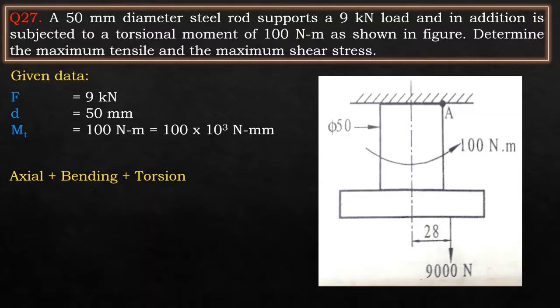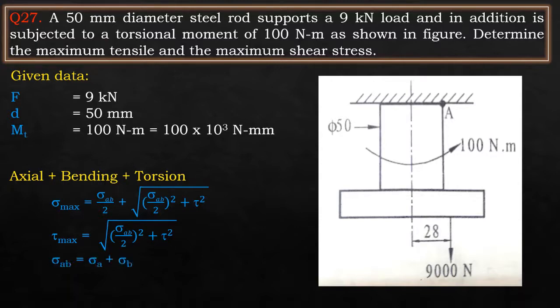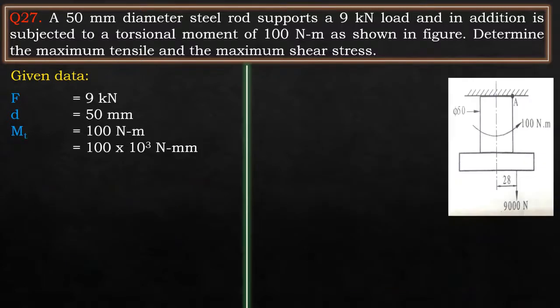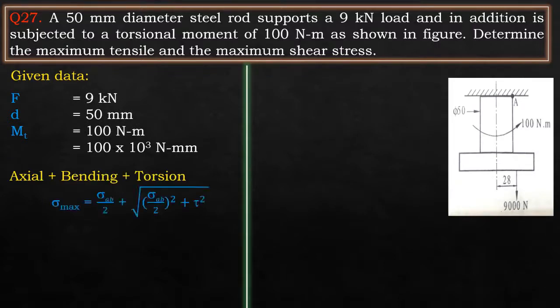The equation for this combined loading is given by sigma maximum is equal to sigma AB by 2 plus root of sigma AB by 2 whole square plus tau square. This is the maximum principal stress. The maximum shear stress is given by root of sigma AB by 2 whole square plus tau square. This is the maximum shear stress. And sigma AB can be determined by using the equation sigma A plus sigma B. These equations are used to determine the combined stresses.